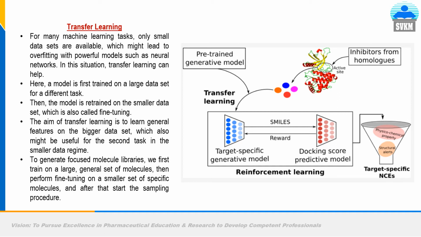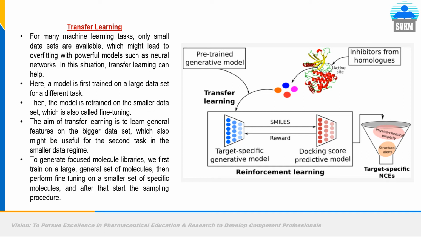So from a huge data set, you will first train your deep learning model to know the grammar or the basics of drug-like molecules in general. Then this will be called a pre-trained generative model. Then you will change a few hidden layers in this neural network after showing the limited data set which is actually required by you. This is called transfer learning.